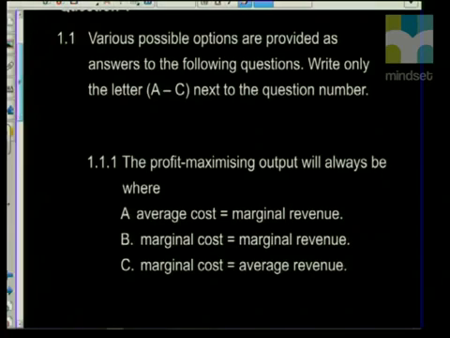Right, I want us to look at some of the exam questions that you can expect from Section A. Keep in mind that in paper 2, there will be 2 topics that will be covered, and we're only looking at microeconomics at the moment, and therefore I have only selected questions from microeconomics. Various possible options are provided as answers to the following questions. Write only the letters A to C next to the question number.